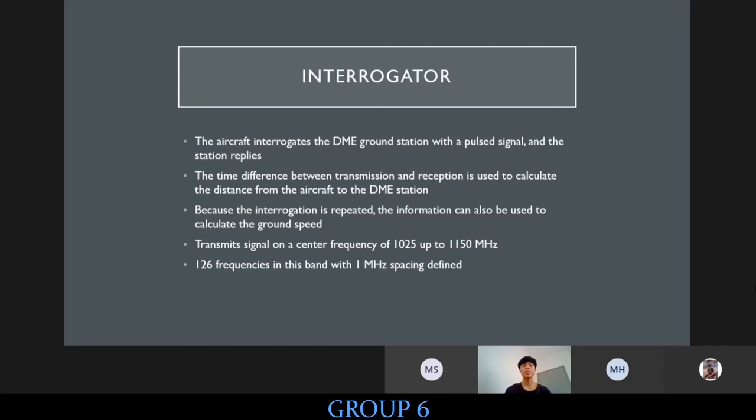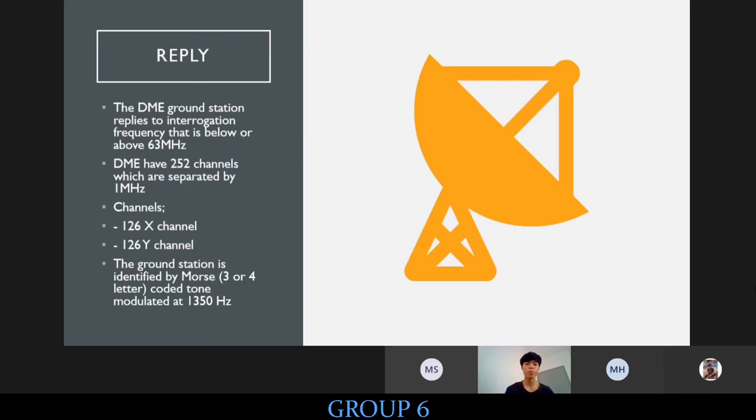It transmits a signal on a center frequency of 1025 up to 1150 megahertz. There are 126 frequencies in the bandwidth with 1 megahertz spacing defined. Now the reply: the DME ground station replies on a frequency that is 63 megahertz below or above the interrogation frequency. DME has 252 channels which are separated by 1 megahertz. There are 126 X channels and 126 Y channels. The ground station is identified by a 3 or 4 letter coded tone modulated at 1350 Hz.